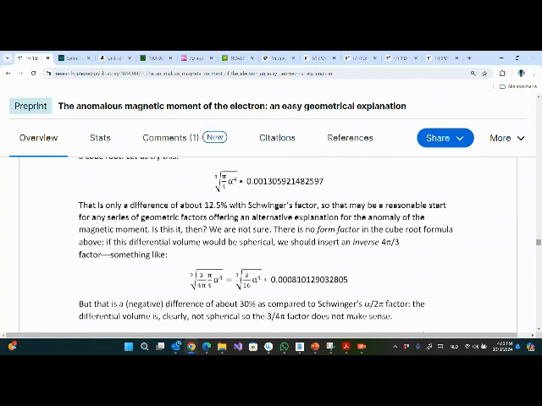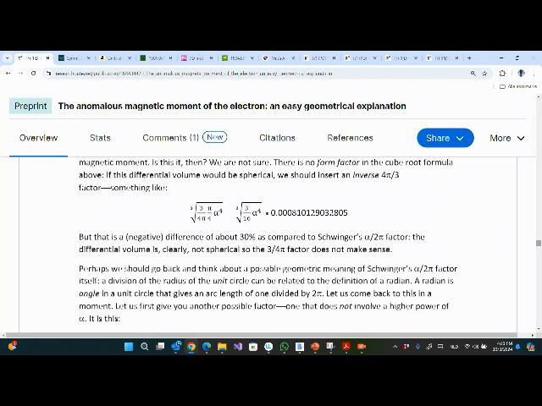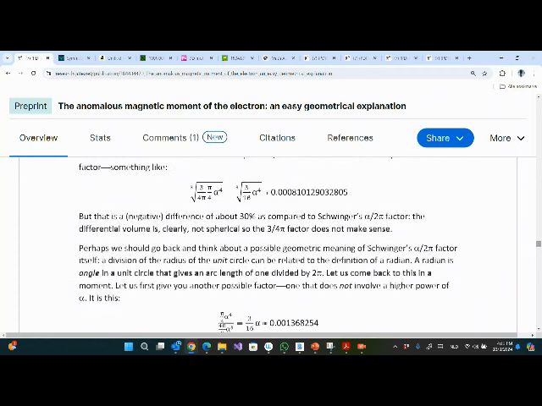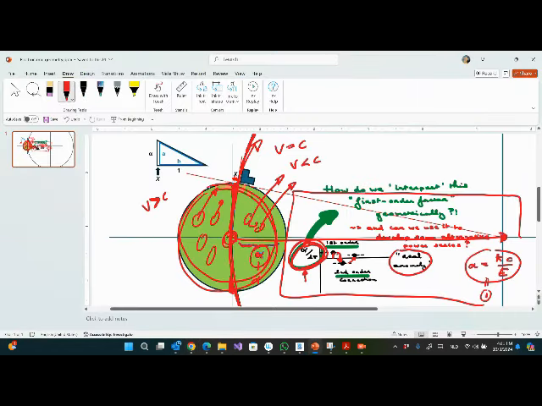We tried another form factor, I would say, like 4π/3, if it would be a spherical thing. You get differences that are larger, about 30% compared to Schwinger's factor. But that's, of course, because the differential volume is not a sphere. That makes sense to me. It may not make sense to you, but I get something like what I wanted to get: a first order term, which is very near to Schwinger's factor.